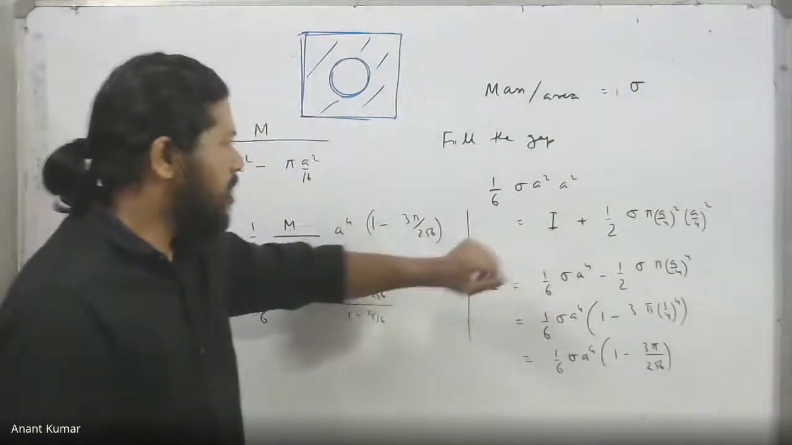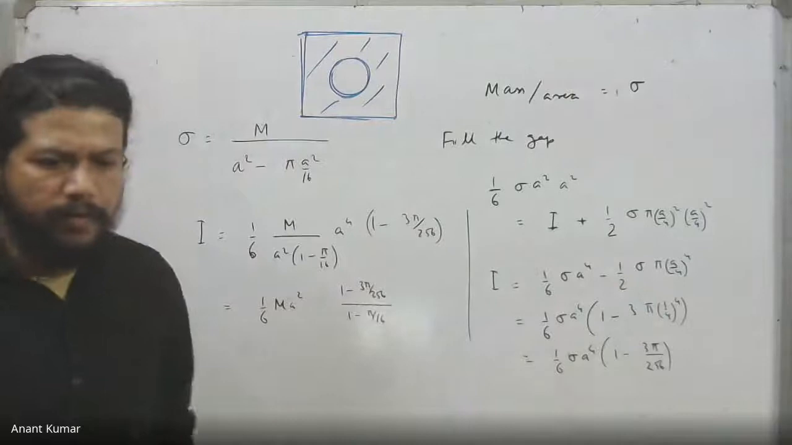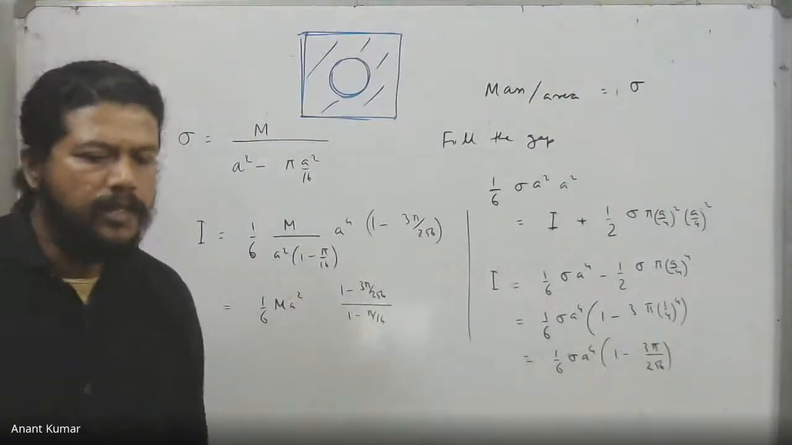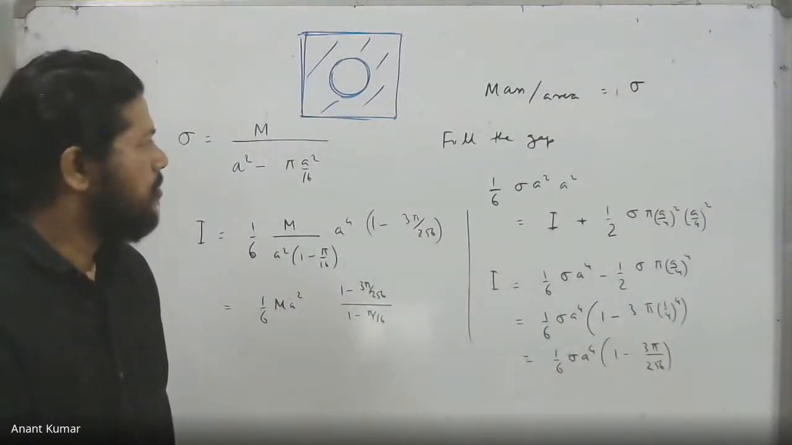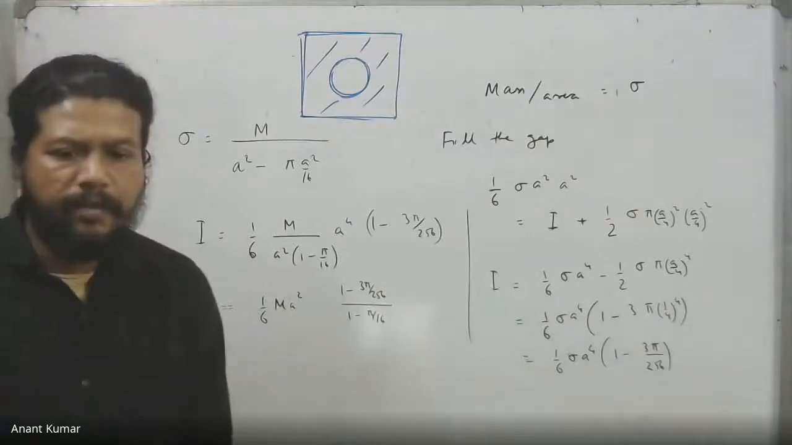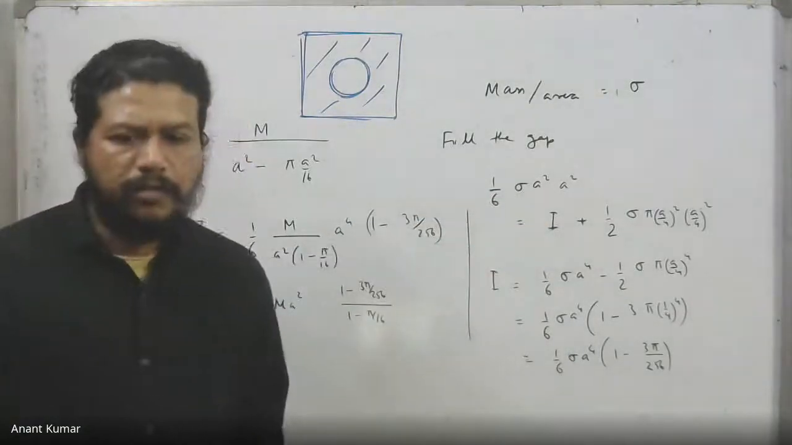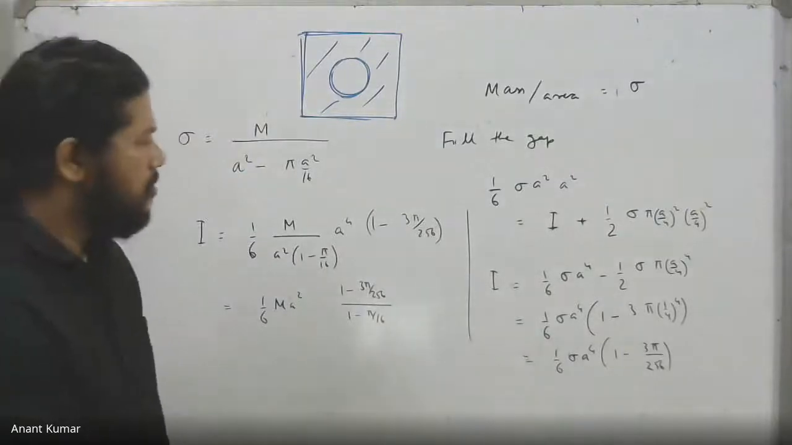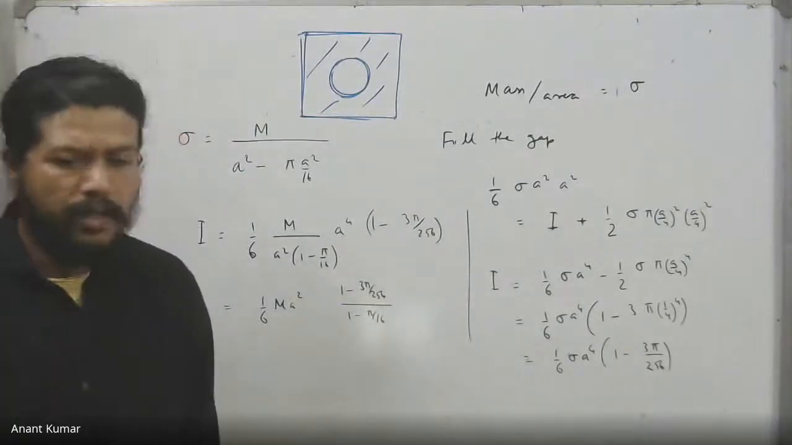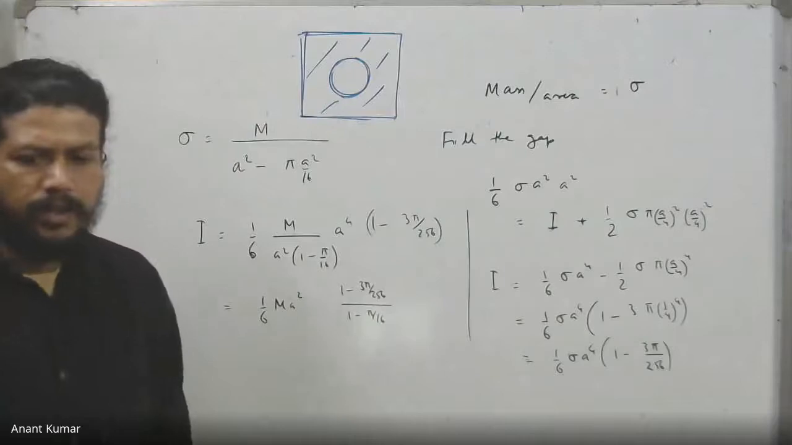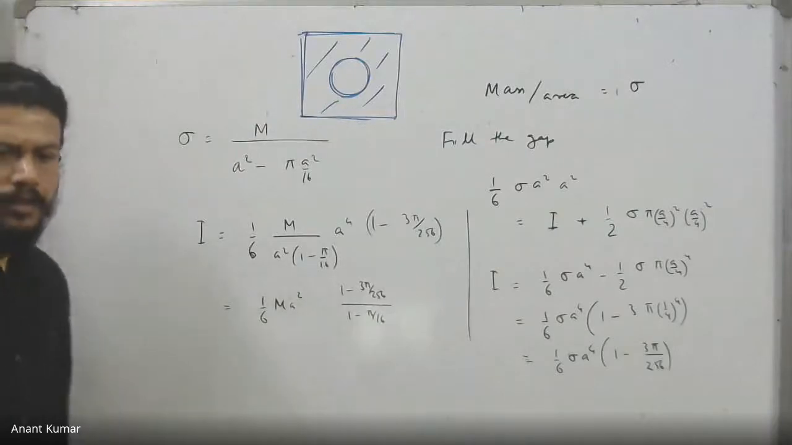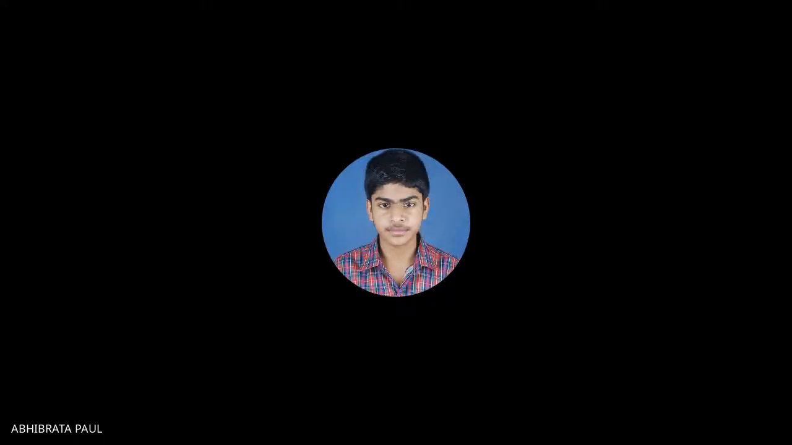And this plus I should give us the total square plate moment of inertia, that is nothing but 1 by 6 ma square. So m is again sigma into a square, so I get 1 by 6 ma square. I just do the calculations part, and that will give rise to this one. Okay, sir, understood. Okay, fine.